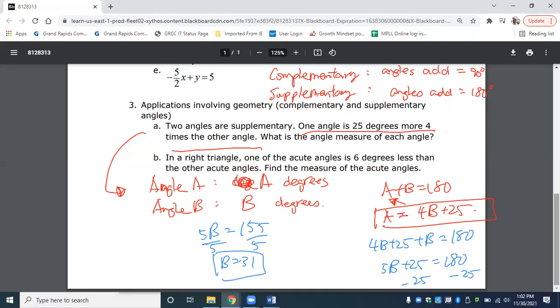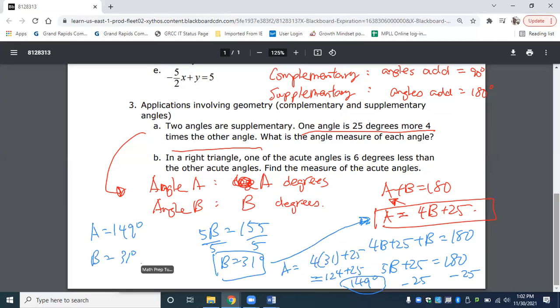So take that and plug into the equation A equals. You get A equal 4 times 31 plus 25, which is 124 plus 25, which is 149. So in this case, A is 149 and B is 31 degrees. Okay. All right. So here we go.